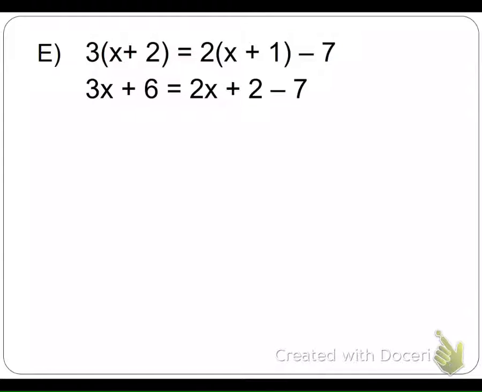All right, so after we distribute, we've got some like terms on the right. What is 2 minus 7? Negative 5. Good. I'll pause there, kind of let you catch up. Getting a little speedy on you. Okay. Then what? Subtract 2x.